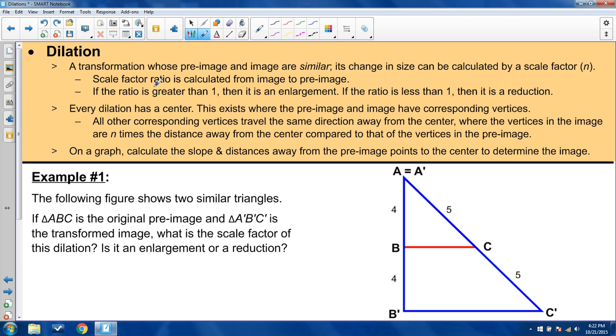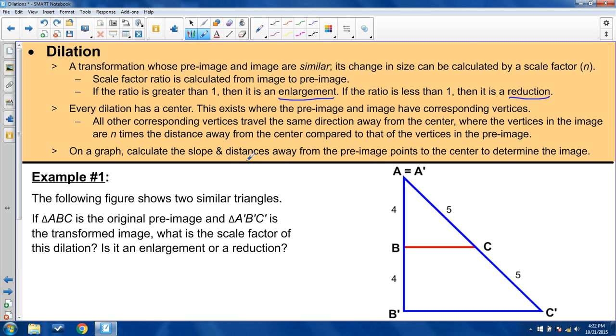Okay, so that means if we're looking at an image whose length is greater than the corresponding part of the pre-image, and you divide it, you would be getting a value greater than 1. And if that ratio is greater than 1, then it is an enlargement, meaning that your pre-image grew to become your image. If the ratio is less than 1, then it is a reduction. Don't worry, we will be doing plenty of examples of this.